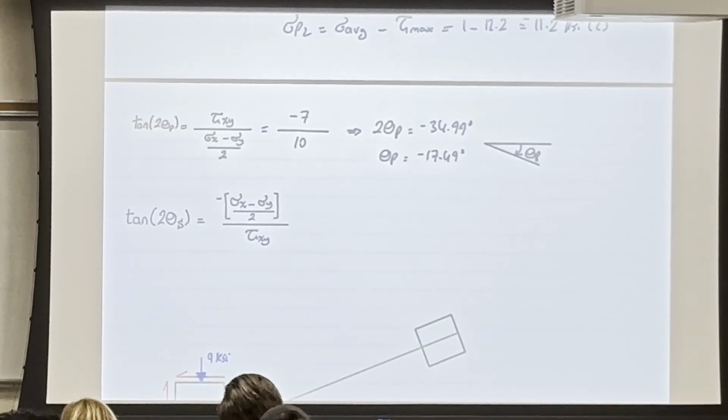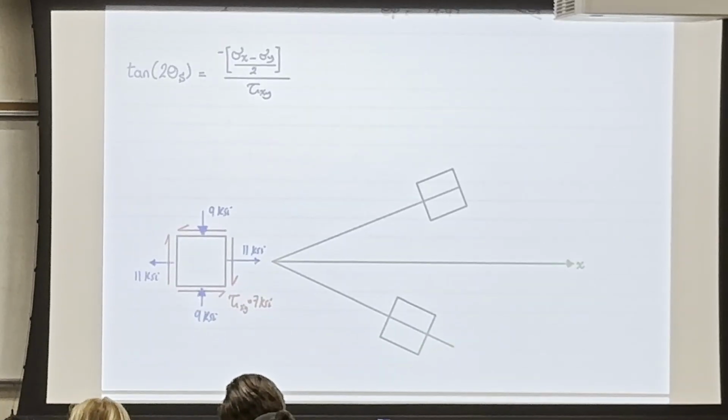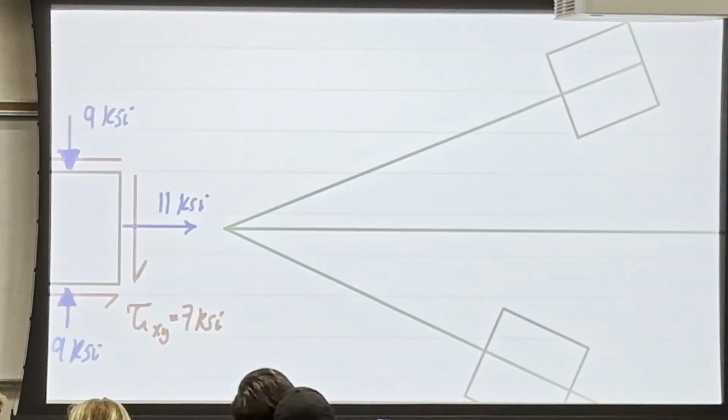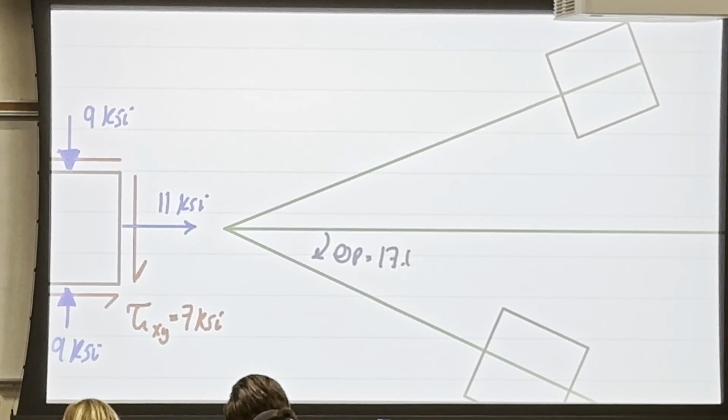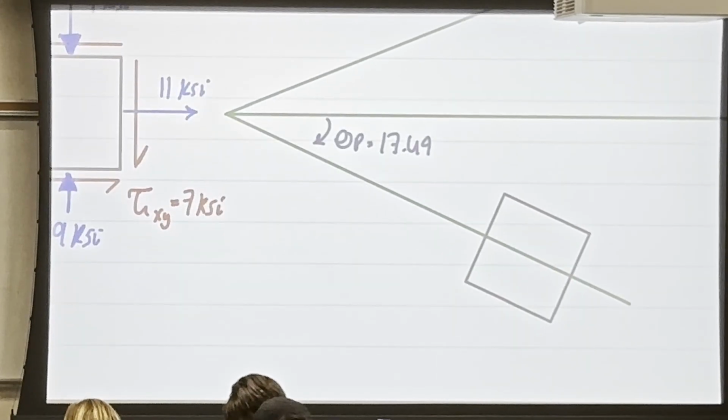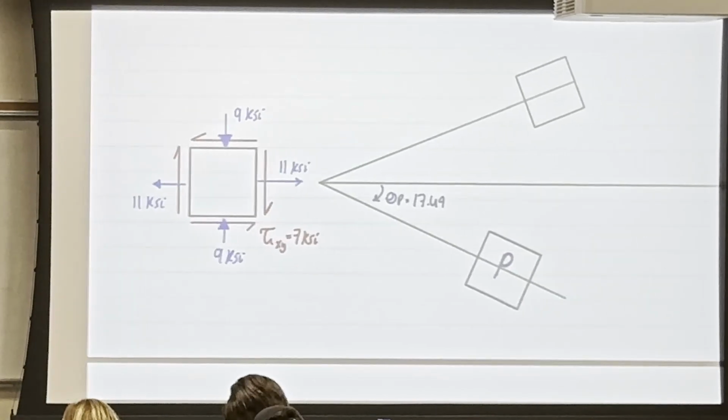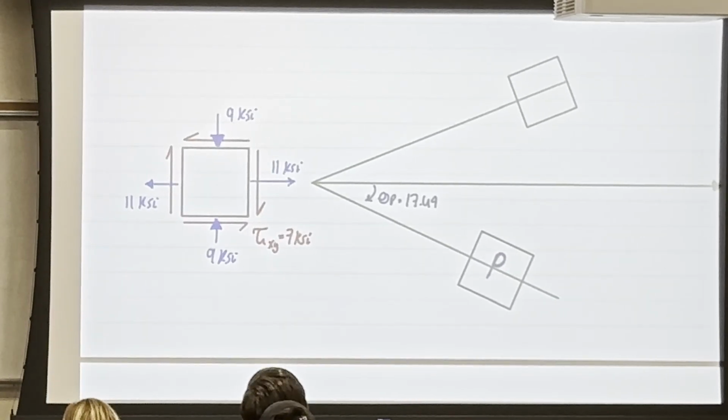Right or wrong? Okay. So now I know from the x-axis here, if I rotate with an angle theta p, which is equal to 17.49, I'm going to the principal stress element. And I'm going to write P here to indicate that this element now is the principal stress element.